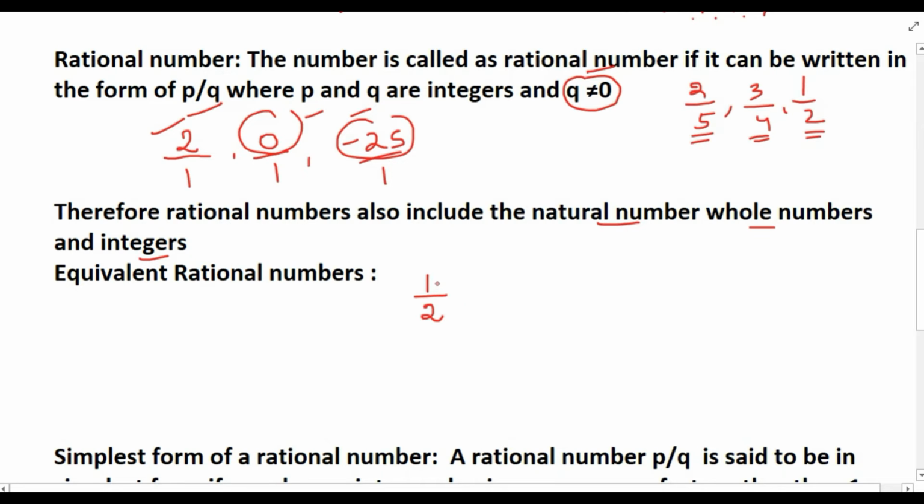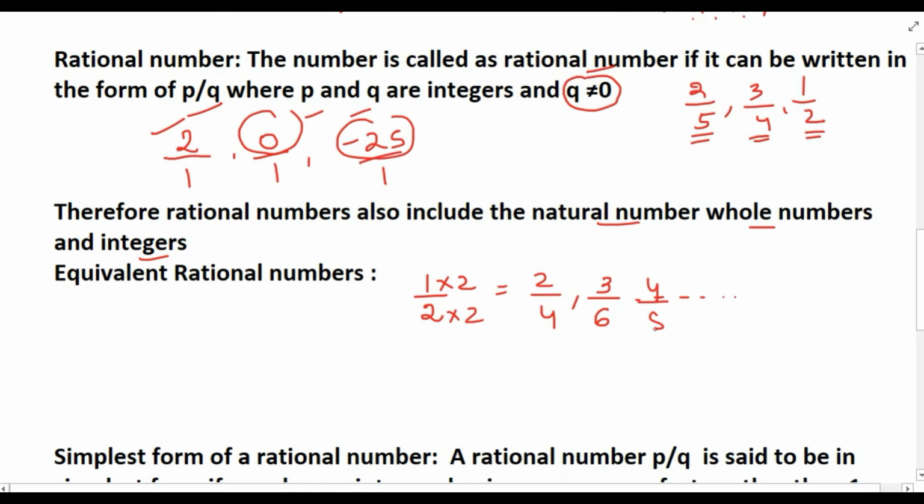1 by 2. Same way, how will you find an equivalent fraction? Multiply the numerator and denominator with the same number, and you will get an equivalent fraction. So this is also an equivalent rational number. In the same way, you will find equivalent rational numbers. I can say 2 by 4, again 3 by 6. So all these are equivalent.